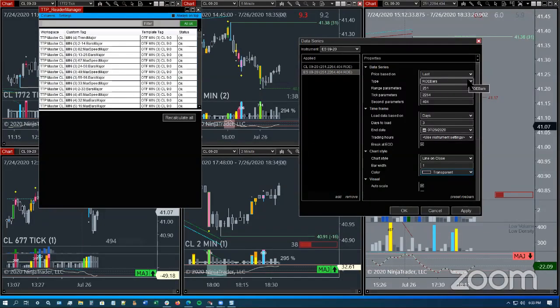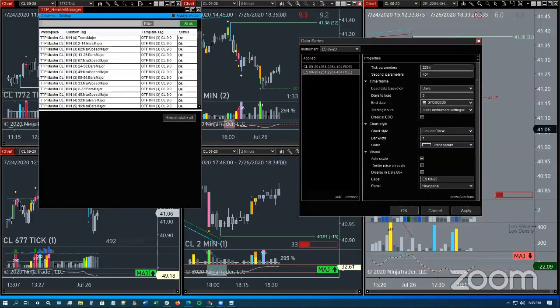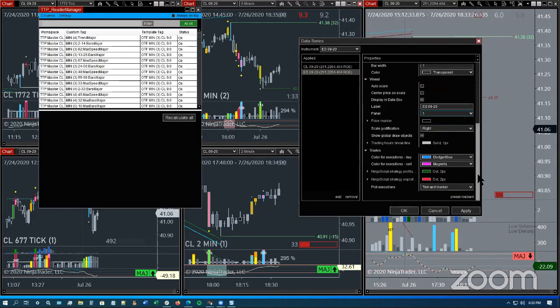It's a little bit difficult to do this with 2 different instruments. Basically, you want to uncheck auto scale, and rather than set it to a new panel, you would set it to the same as the price series, panel 1. And then you can add that like so.